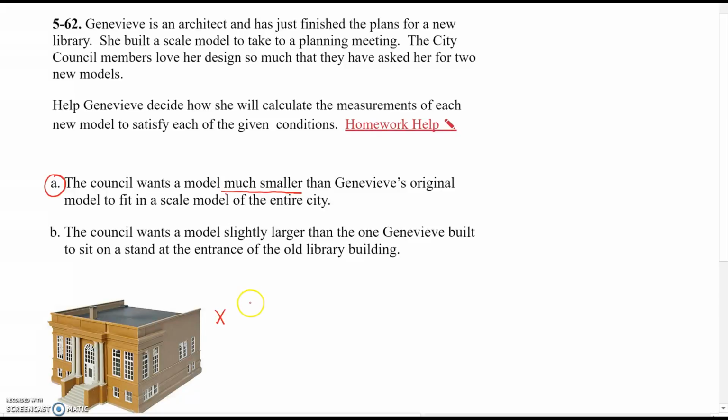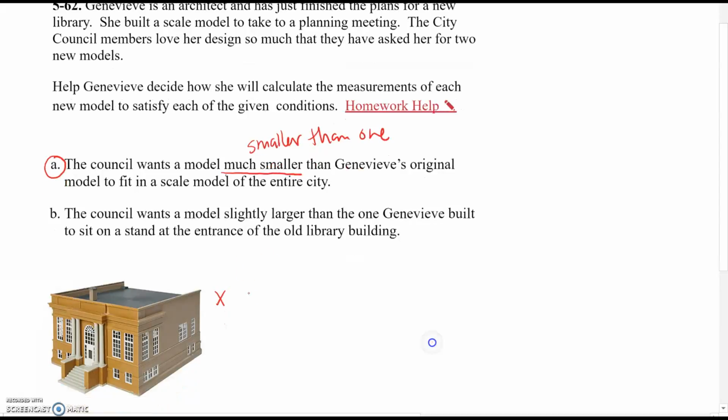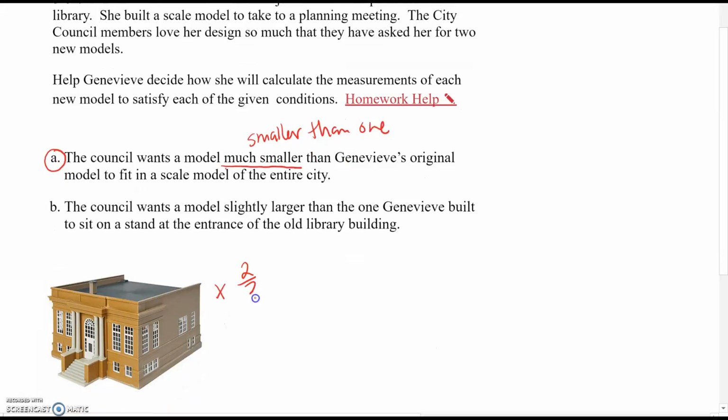Now, if she multiplied it by 1, that would keep it exactly the same. So if she multiplied something smaller than 1, that's going to make it smaller. If she multiplies by a fraction or a decimal that's less than 1, her model will shrink. So if we want something much smaller, well, if we multiplied by a half, that would get us something half as big. If we do something like 2/3, right? That's going to get smaller, but not necessarily much smaller.